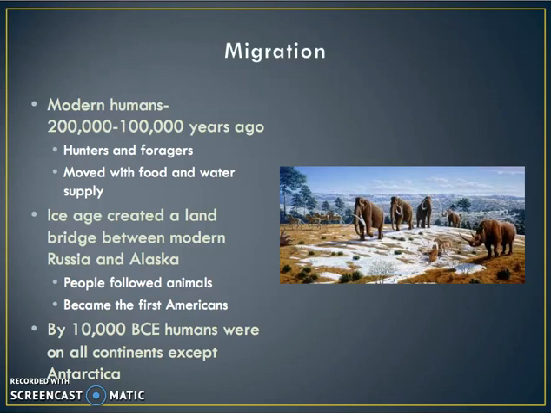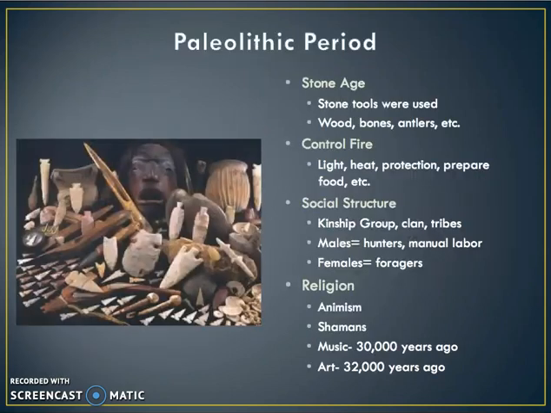So by about 10,000 BCE, we start to see that humans are on all continents of the world except Antarctica, and we still see that today. There's no human life on Antarctica other than scientists, and it is not an inhabited area. So that is how migration began, and that is where we start our history.